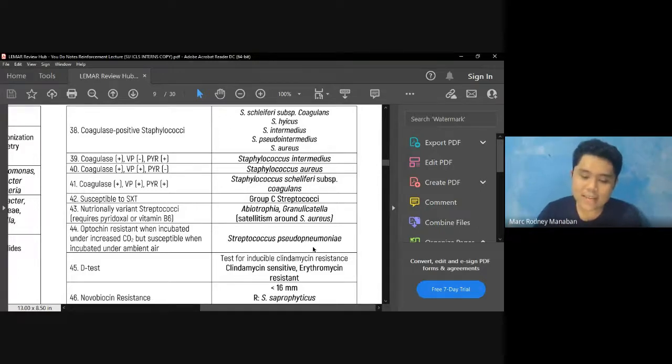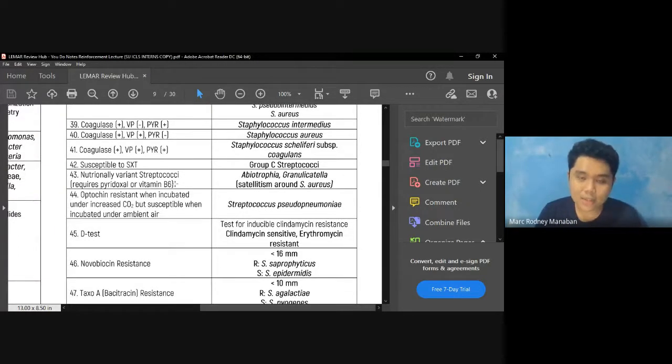Alright. Now, let's say it is optochin resistant when incubated, but with increased CO2, it becomes optochin susceptible. So, this is Streptococcus pseudopneumoniae. It is similar to your Streptococcus pneumoniae. So, pseudopneumoniae is optochin resistant, but when you increase the CO2, it becomes susceptible. So how do you confirm whether it is Streptococcus pneumoniae or Streptococcus pseudopneumoniae?